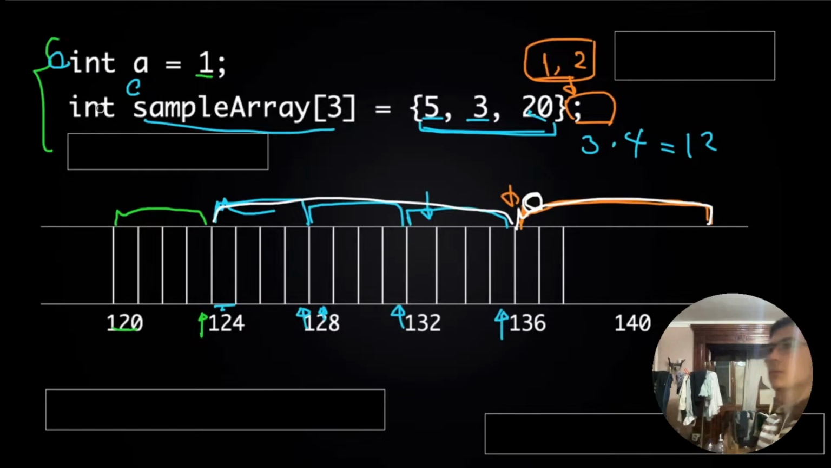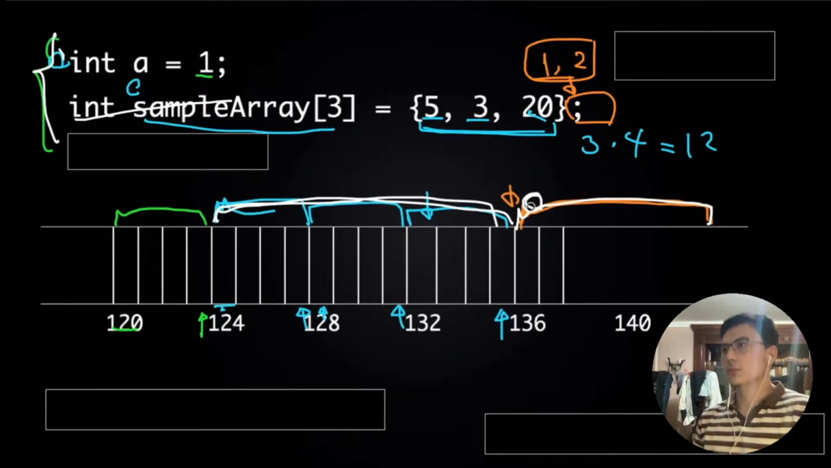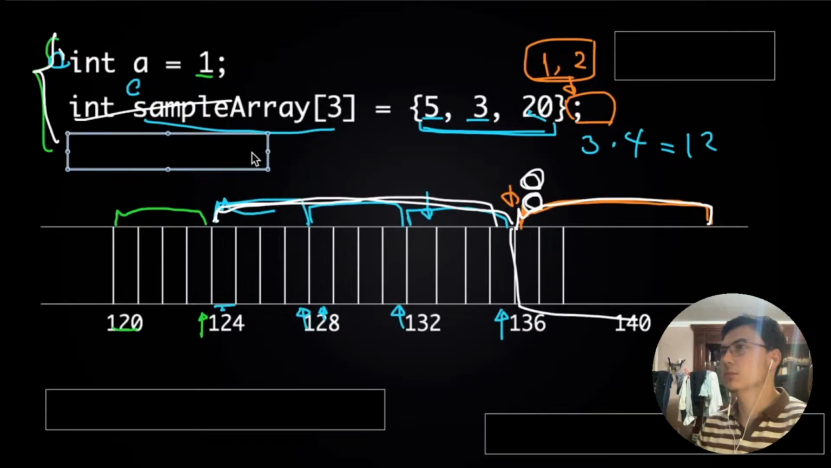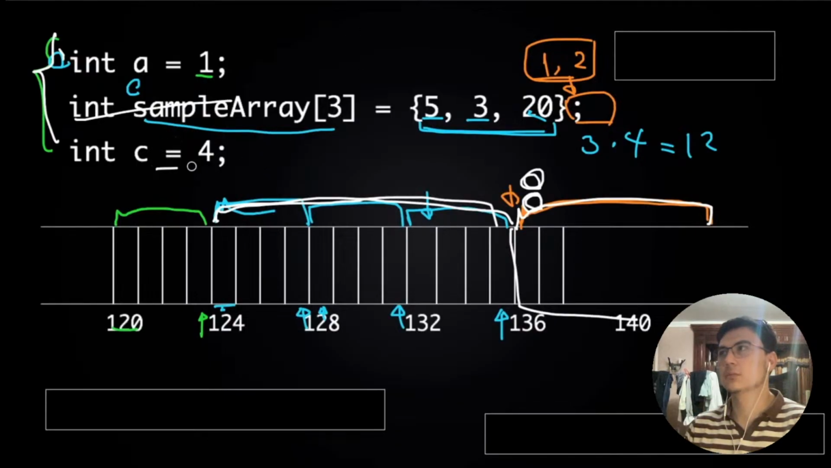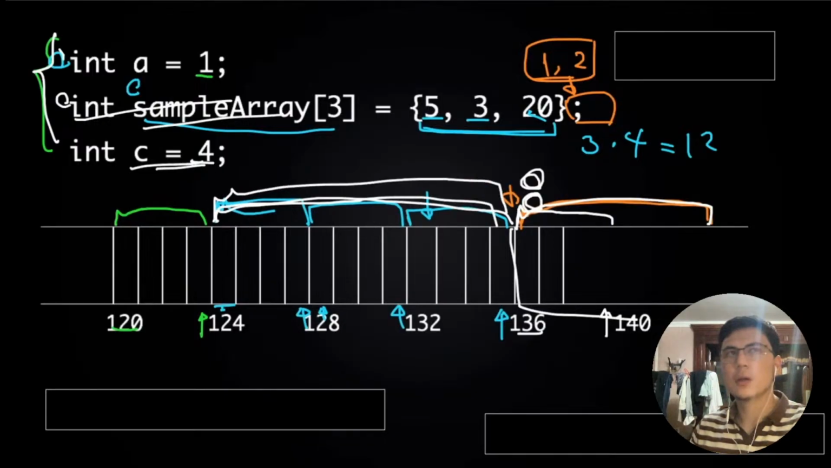The simplified argument here is that after allocating 12 bytes for this array, we don't know what's going to be right after that in this memory space. So for example, you might have this line int c equals 4 right after this line. In that case, this number 4 would be stored in these 4 bytes from 136 to 139. And when you store an array, you need a bunch of consecutive bytes. And that's basically why you won't be able to just add more bytes.